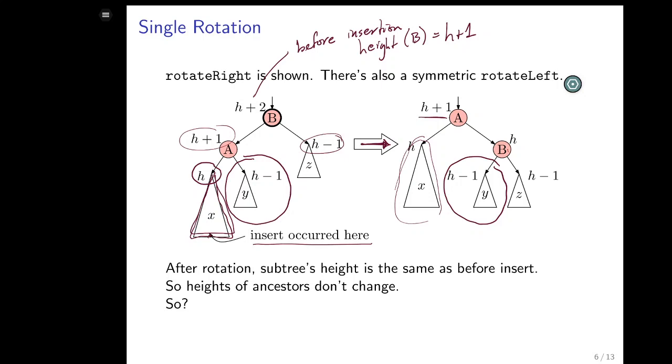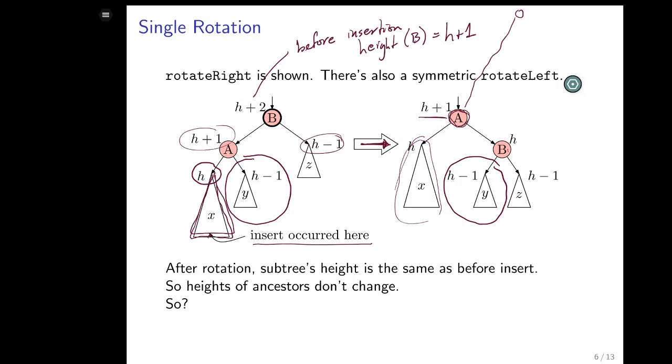So what? Well, it tells you, so who cares? The heights of the ancestors don't change. How do we know that? Because before the insertion it was an AVL tree, and we've done a rotation, and now this node, not a child, the root, has the same height as before. And so all the ancestors up here, all the way up to the root of the tree, all of those heights stay the same. And then you jumped to, it's still got to be an AVL tree. How did you get there? I'm just curious. You're right, but I'm just curious.